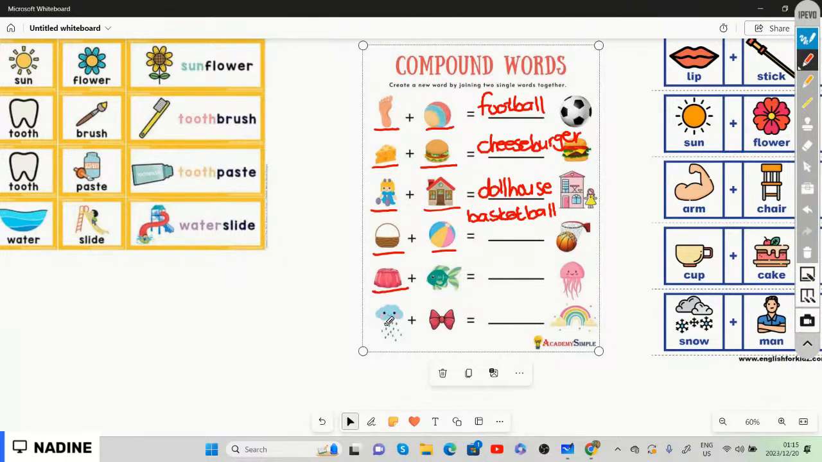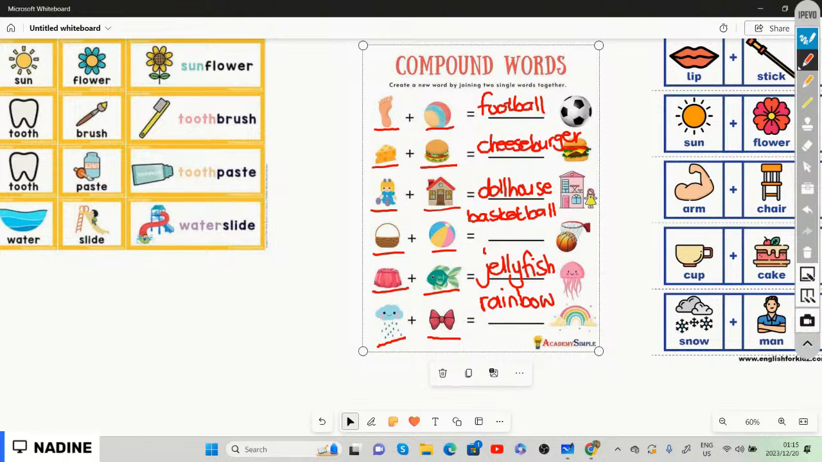Then we have some jelly, right? Jelly. Usually something that we eat, right? Custard. So jelly plus a fish. And if we put those two words together, then it is a jellyfish. And over here we see a cloud with rain. So we have rain plus a beautiful bow. And usually they say after a storm, we see a rainbow.